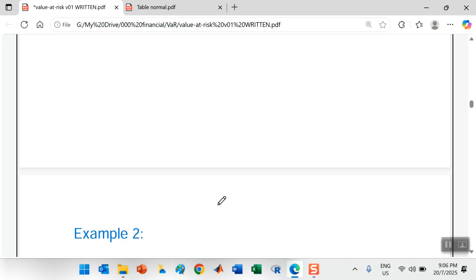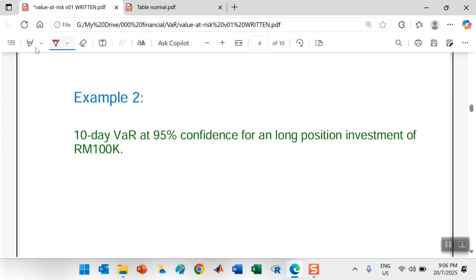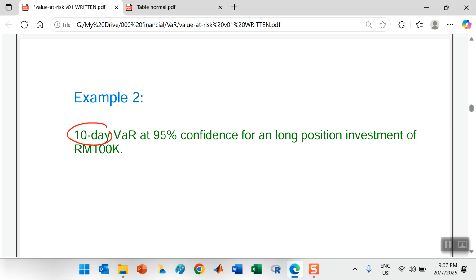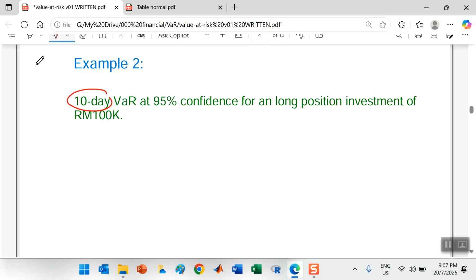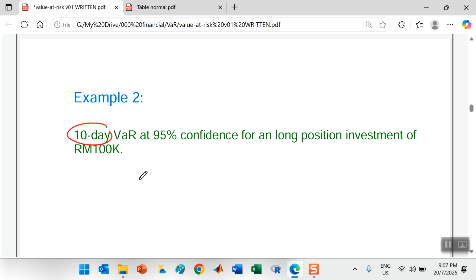So if you extend this to 10 days, we just need a factor of time, the square root of time, to determine the value. For 10 days, because we have the one-day value already, we scale the VAR using the square root of the so-called time rule.